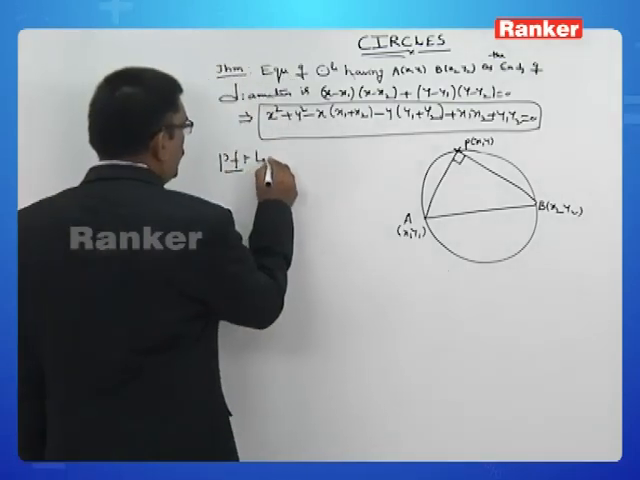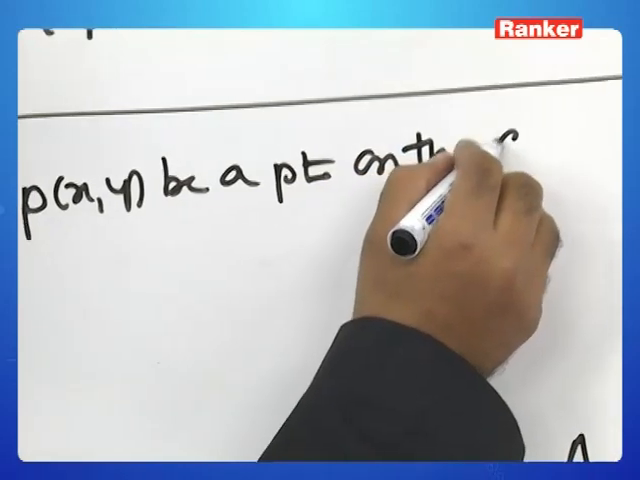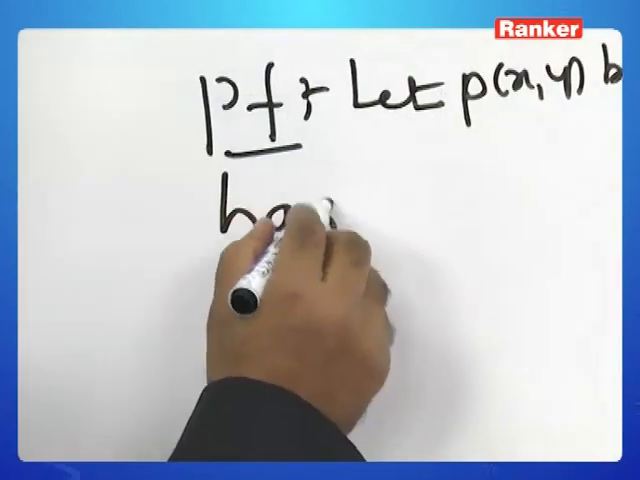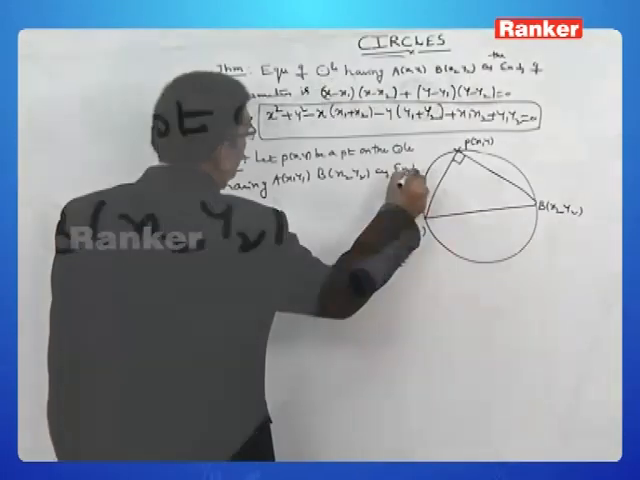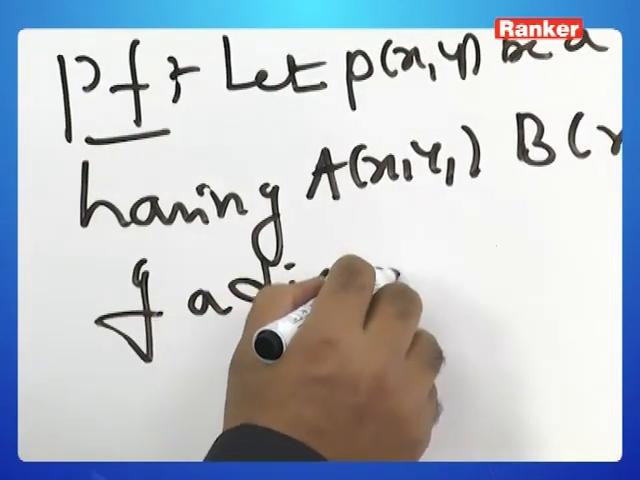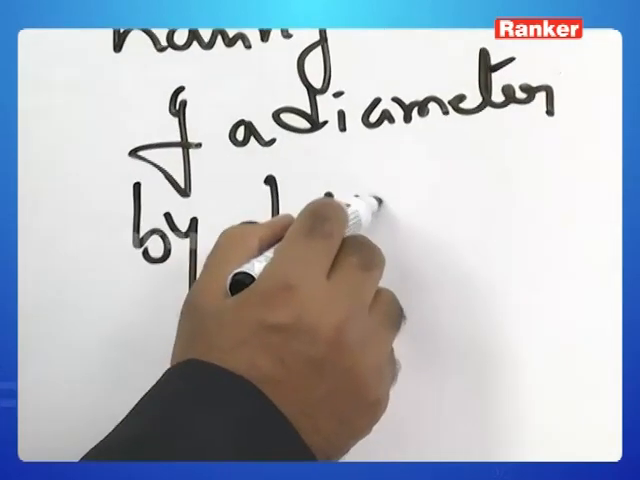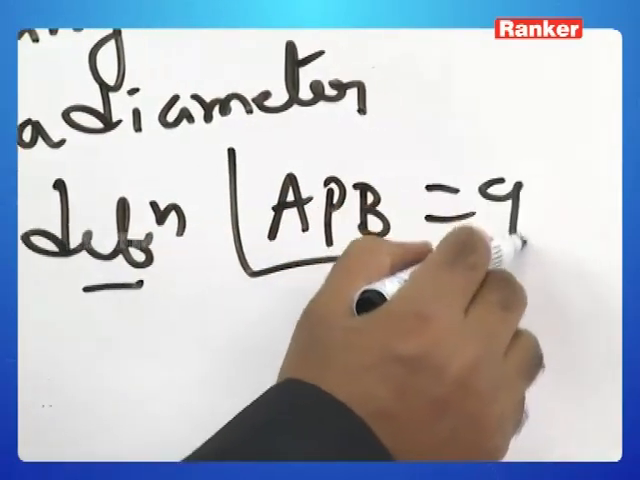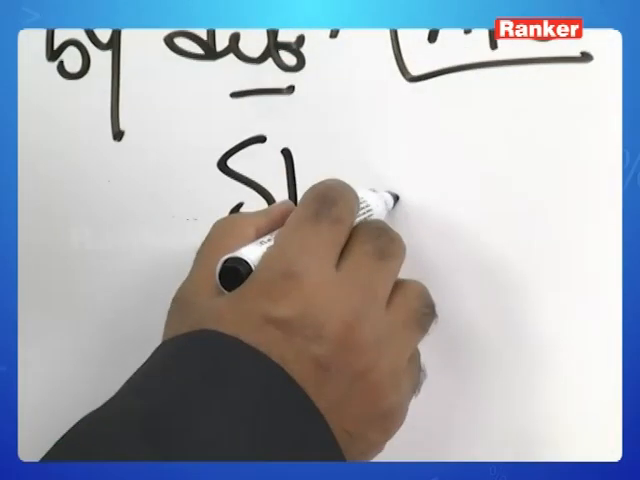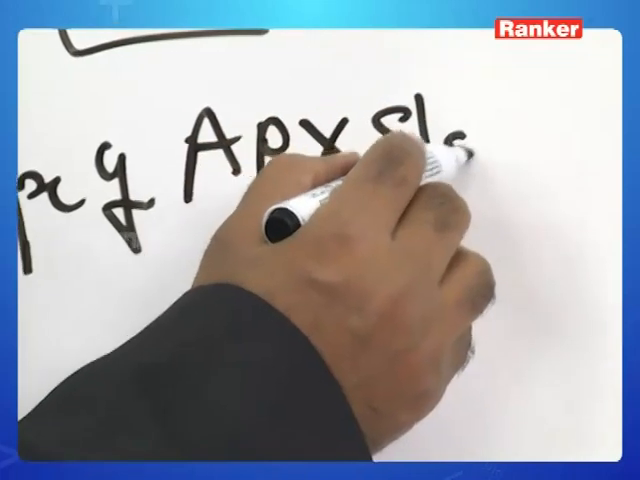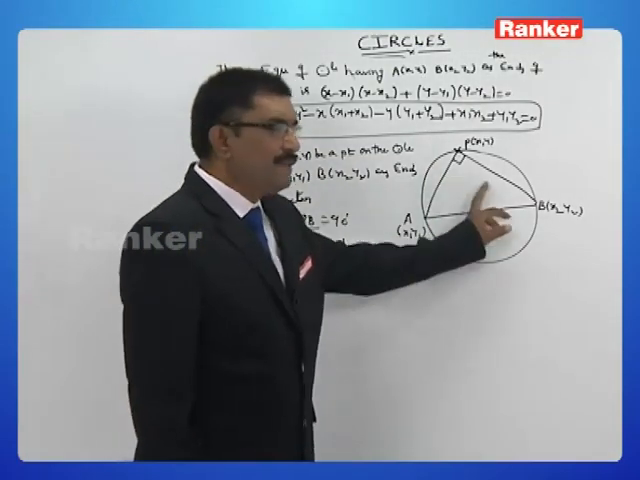Now I start. Let P of x comma y be a point on the circle having A of x1 y1, B of x2 comma y2 as ends of a diameter. Now, by definition, angle APB is equal to 90 degrees. So therefore, I can write slope of AP into slope of BP is equal to minus 1. The product of the slopes is equal to minus 1. Why? Since these two are perpendicular lines.